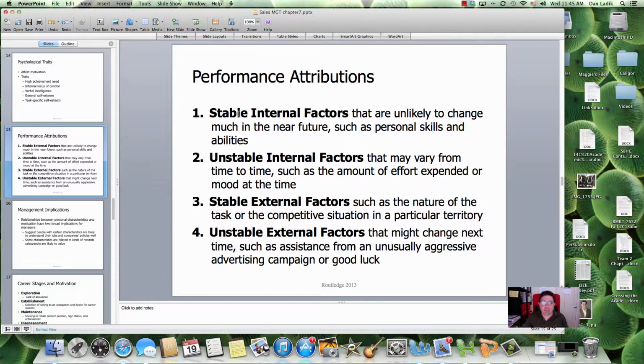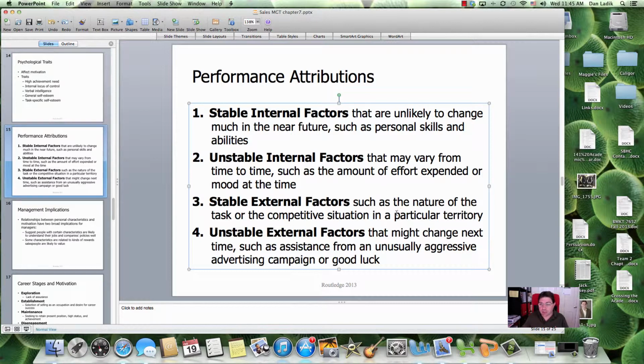All right, let me say this another way. Think about stable and unstable internal factors, stable and unstable external factors. An internal factor is something such as personality and skills. Hopefully this stays stable over time. Ability stays stable over time. Unstable is something that's more the amount of effort expended or someone's mood or attitude at any given time.